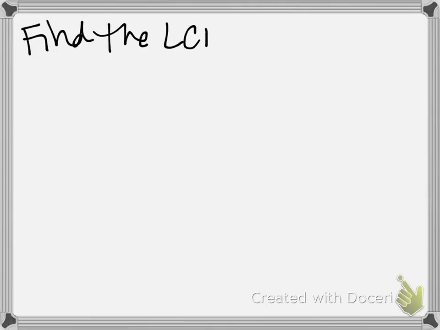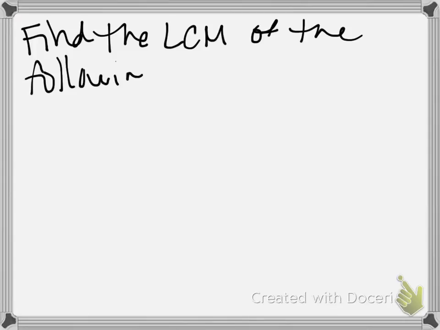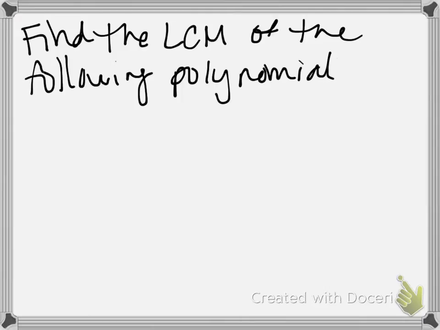507. So the directions are to find the least common multiple, so that's LCM, of the following polynomials. Okay, now before we even do this, we want to just briefly go over finding an LCM.